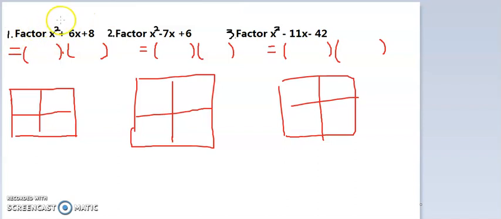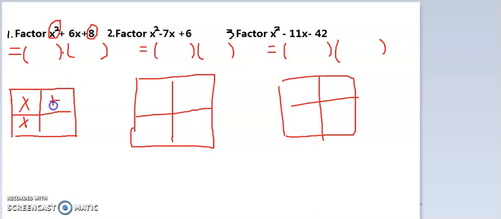So we're going to break down x squared. What times what is x squared? Apparently, it has to be x times x. And then we're going to figure out what times what is 8. We look at the last term. Well, there are two possibilities. It could be 1 times 8 or 2 times 4. And so we have to try which one will be giving us the right answer.